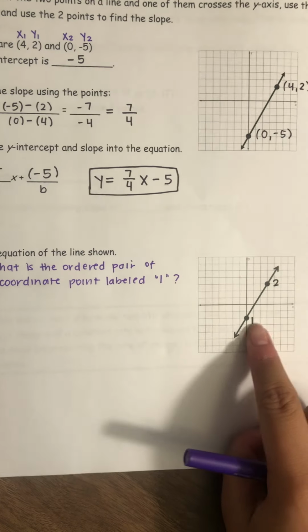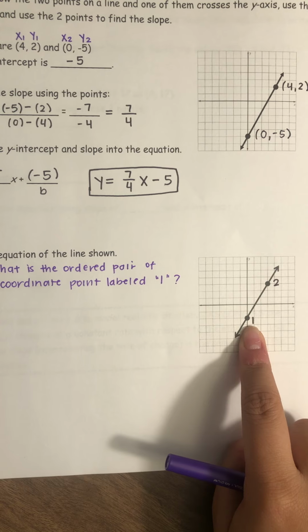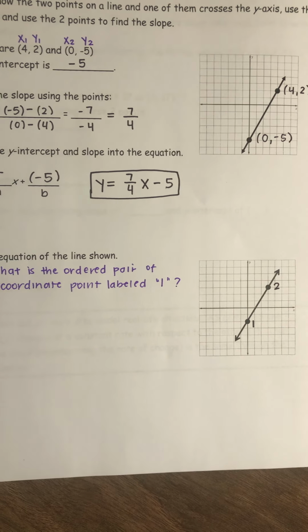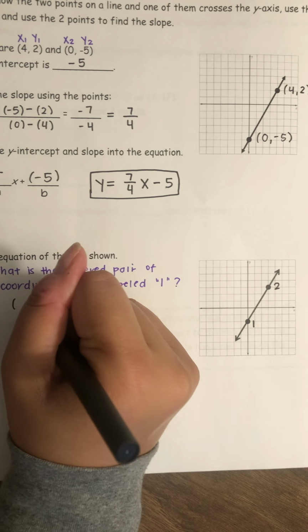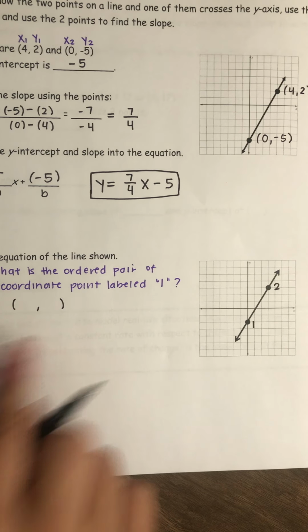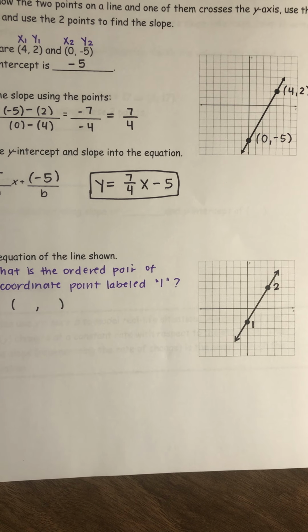So what is the coordinate pair of this point right here? So I'm looking for your answer to be in this form. Something, comma, something with the parentheses.